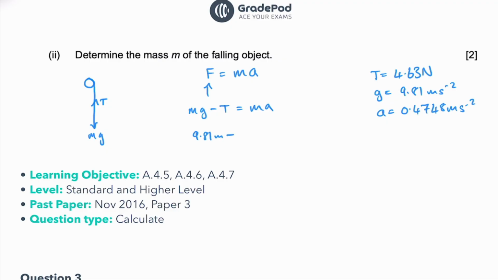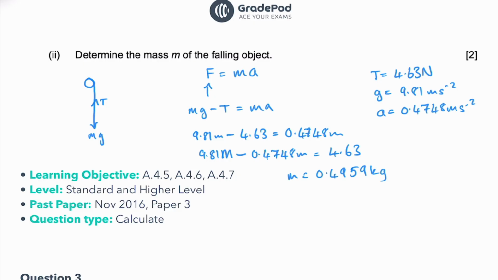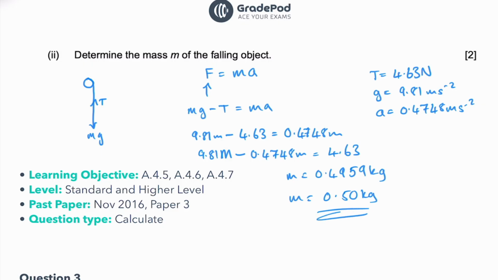9.81 M minus 4.63 equals 0.4748 M, or 9.81 M minus 0.4748 M equals 4.63, and we can work out that M equals 0.4959 kilograms. M equals 0.50 kilograms. If you found getting step 1 difficult, I suggest you head to my pulleys tutorial in A2.